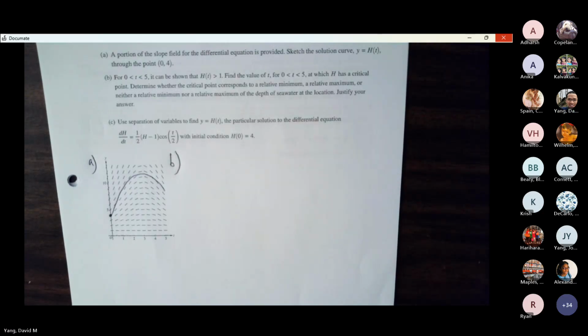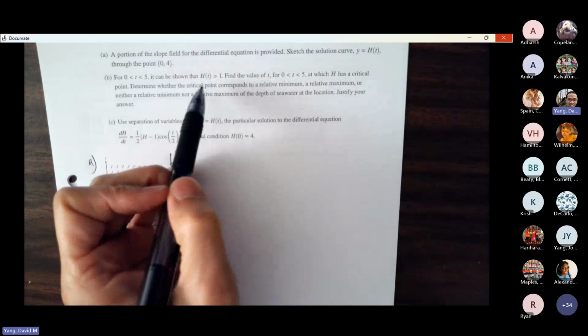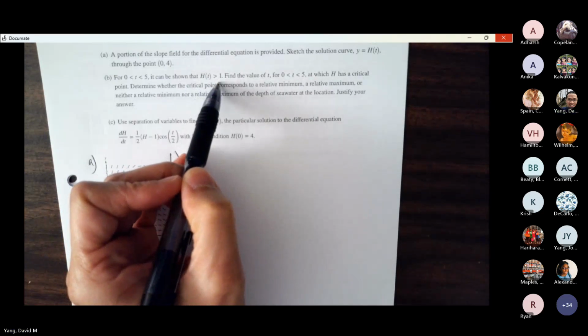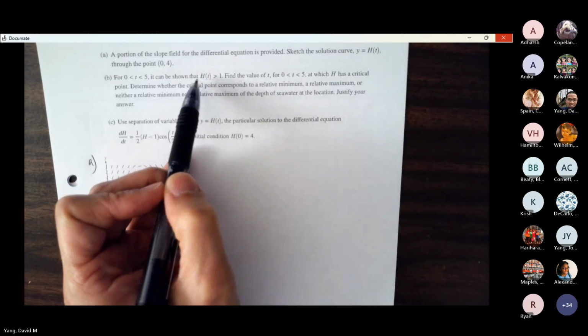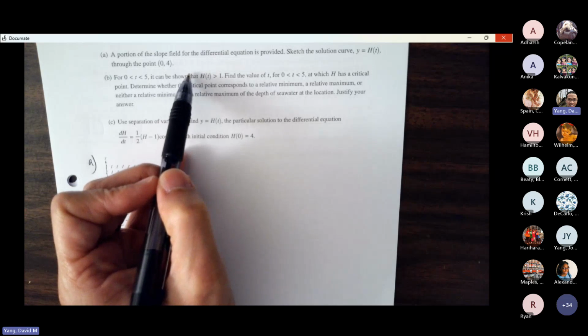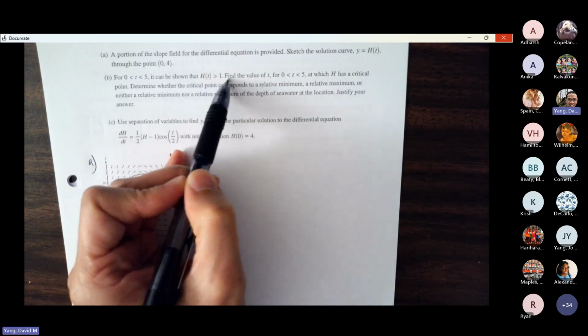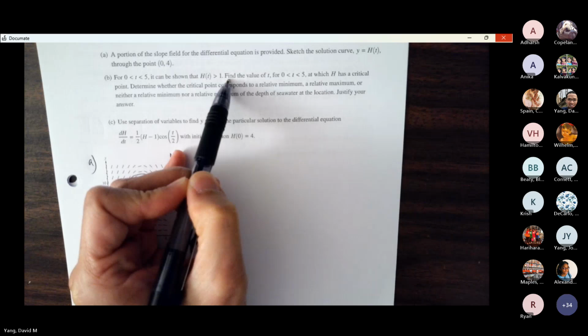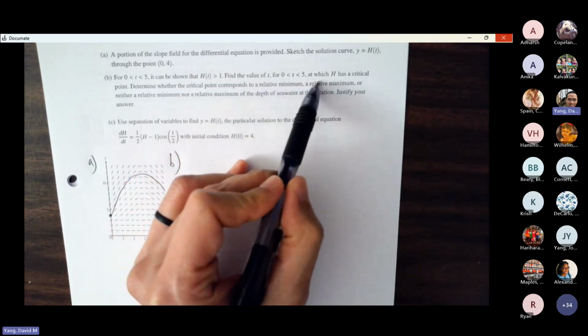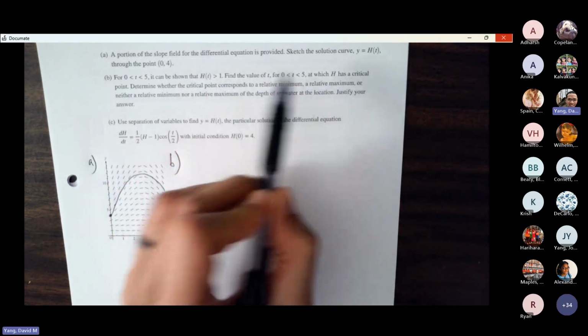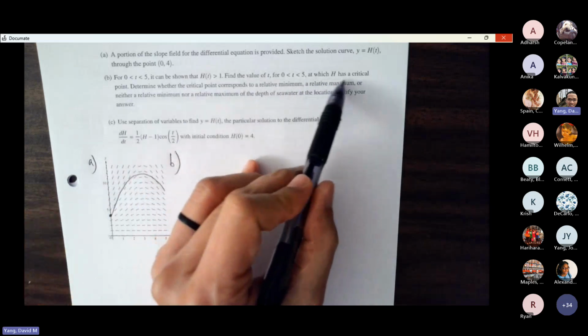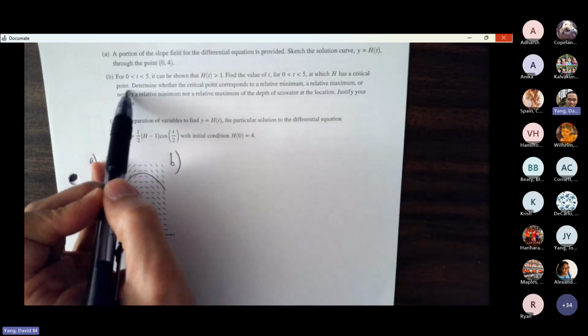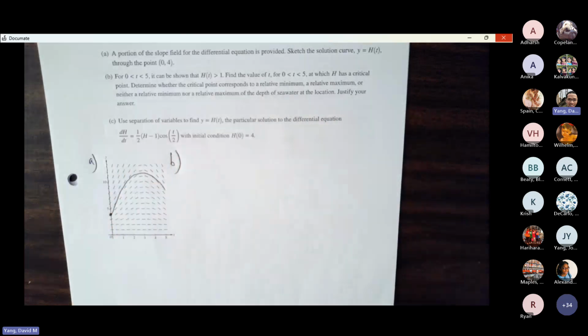Part B, between 0 and 5, it can be shown that h of t is greater than 1. For the value of t between 0 and 5, find the value of t at which h has a critical point. Determine whether the critical point corresponds to a relative minimum, a relative maximum, or neither.